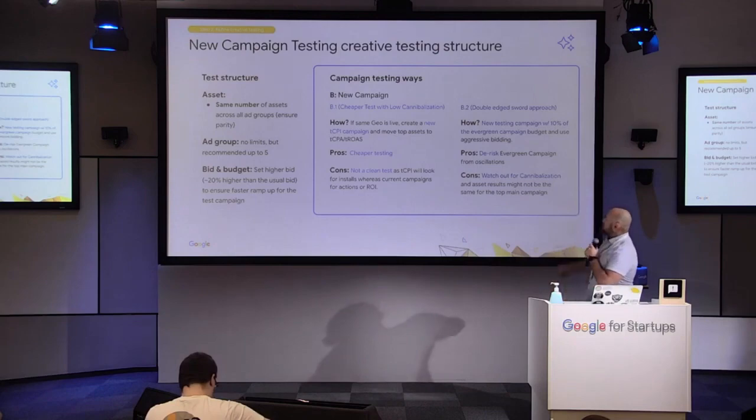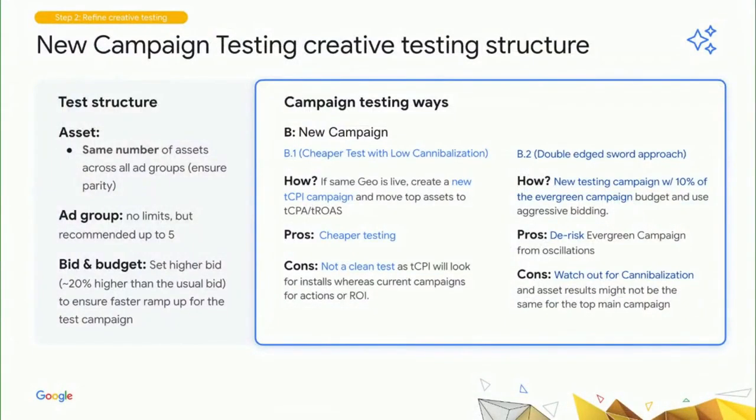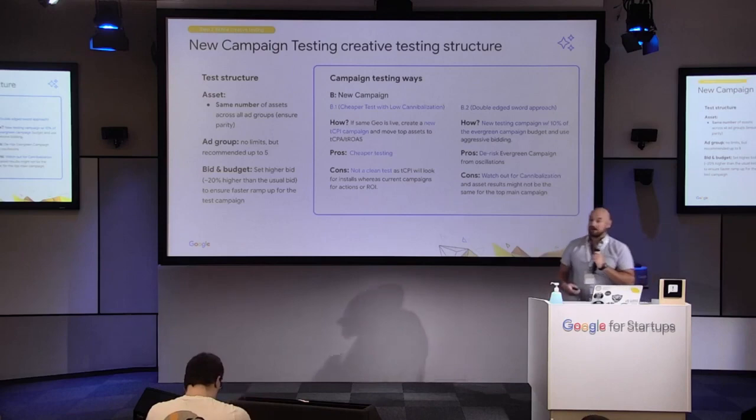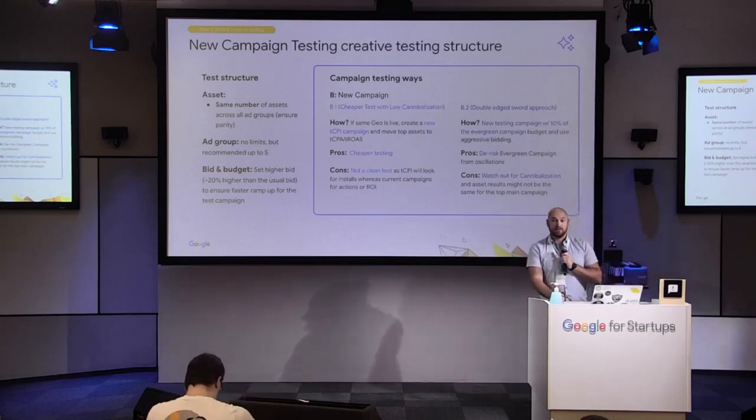And the second one is the Double-Edged Sword, which is a new testing campaign with, let's say, 10% of the Evergreen campaign's budget, and use kind of aggressive bidding just to see how it's going to work. Essentially, you're de-risking the Evergreen campaign, and if any changes happen, it's just 10% of the campaign budget you're kind of playing around with.